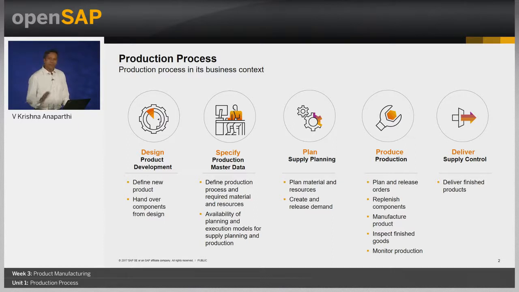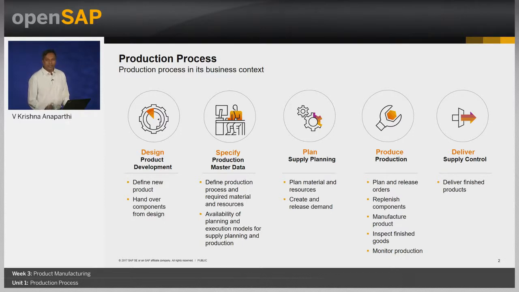Next function is plan, which deals with the planning of the products and resources to meet the demand from forecast and customer orders. This function also deals with the release of firm plans for execution. During this function, planning shall also happen for the components which are required to produce a product as per the underlying production master data.